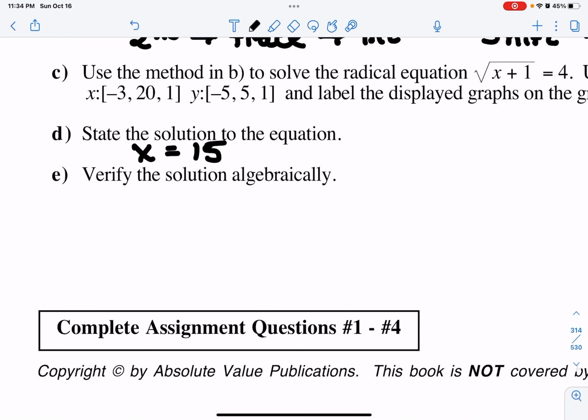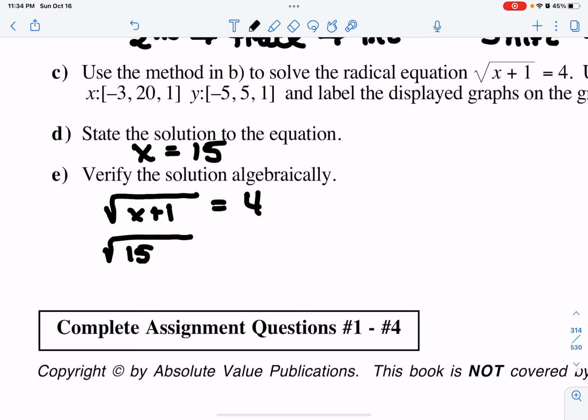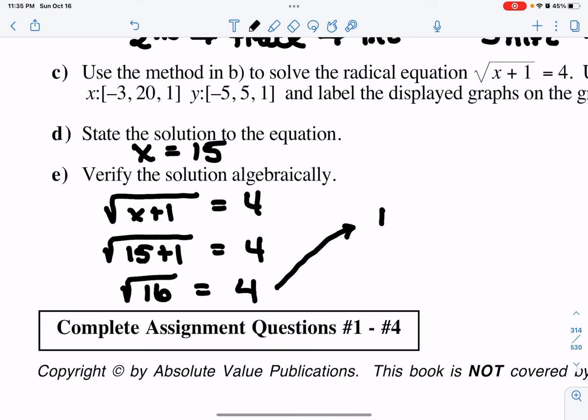Let's verify the solution algebraically. So verifying this algebraically, I go the square root of x plus 1 must be equal to 4. If I plug in 15 for x, this is equal to 4. Square root of 16 is equal to 4. Is that true? It is. Square root of 16 is 4, is equal to 4. So yes, we can verify this solution algebraically by plugging in that x value that made this true.